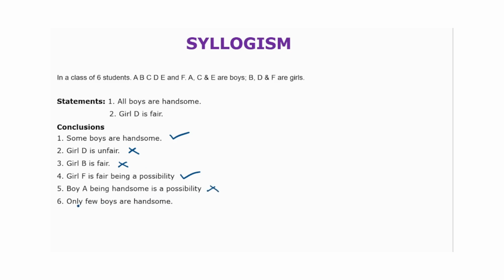Then the final conclusion is only few boys are handsome. They have given that all boys are handsome, but here in the conclusion they are inferring that only few boys are handsome. This means only some boys are handsome and some boys are not handsome. Is it so? No, all the boys are handsome. This is not in line with the condition. So this is also false.